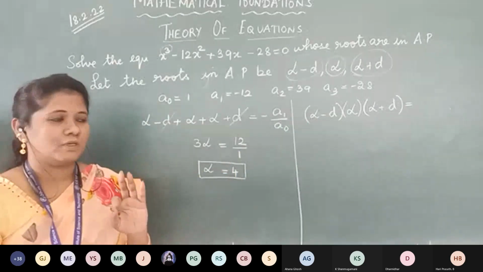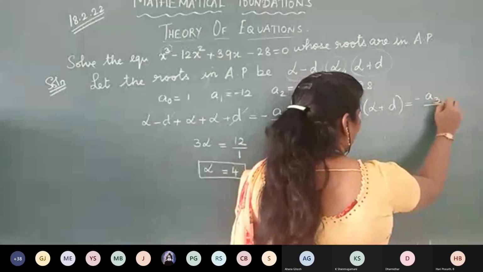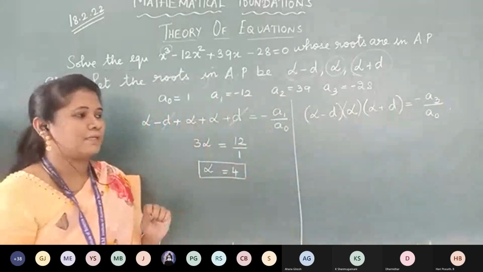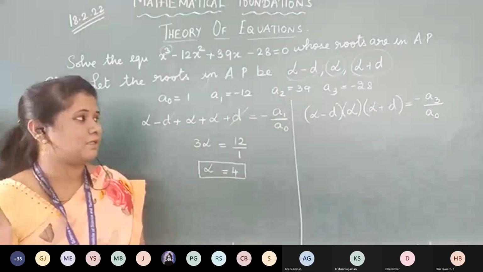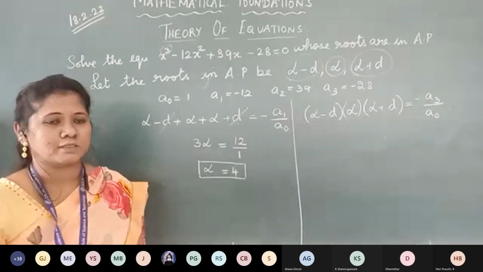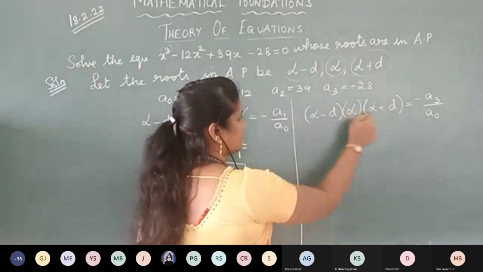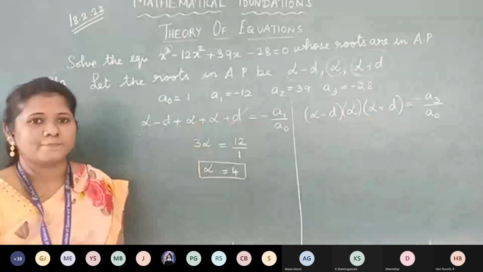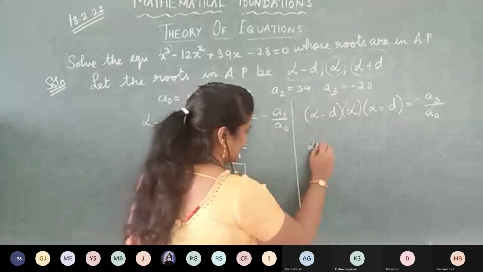For 3, it will be minus a3 by a0. When it is the product of 3 roots, your formula will become minus a3 by a0. Now you can multiply. So when you multiply a minus b into a plus b, what is the formula? A square minus b square. Very good.